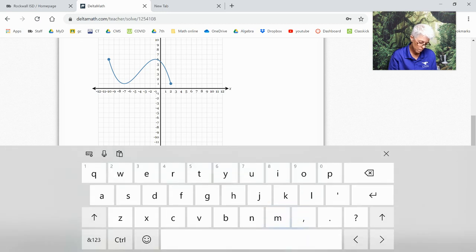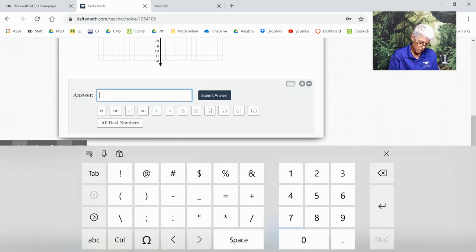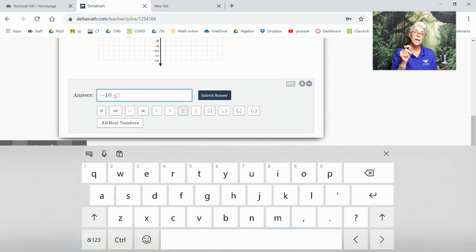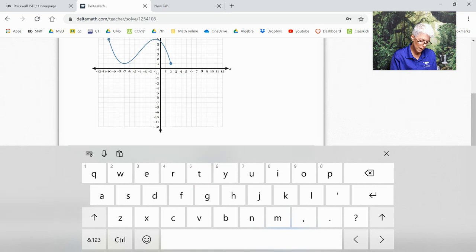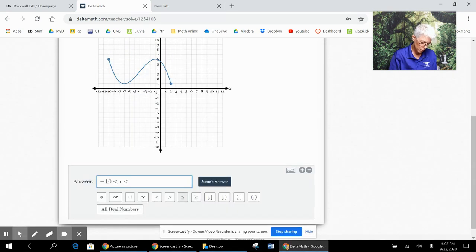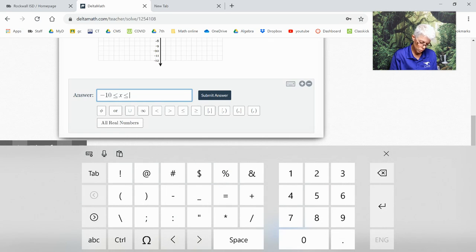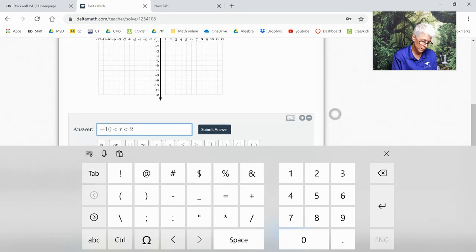I'm going to come down here, and I'm going to put -10, and then it's going to be that less than or equal to symbol because it has a solid dot. We're doing domain. Domain is X. So I'm going to put an X. And then I'm going to do the less than or equal to symbol again. And then what do we say the highest one was? This was a 2. So I'm going to do a 2.